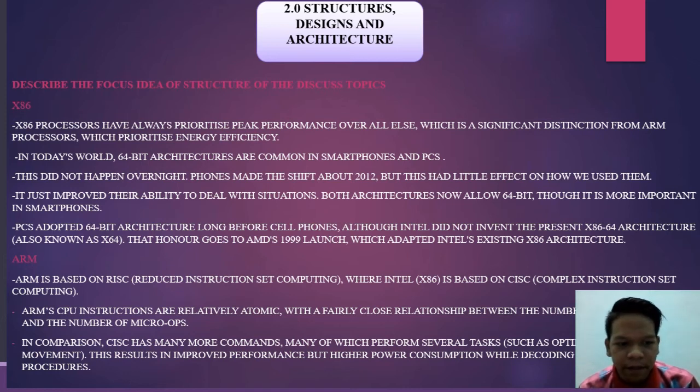Second, ARM. ARM is based on RISC, which is reduced instruction set computing, whereas Intel X86 is based on CISC, complex instruction set computing. ARM CPU instructions are relatively atomic, with a fairly close relationship between the number of instructions and the number of micro-ops. In comparison, CISC has many more commands, many of which perform several tasks, such as optimized math and data movement. This results in improved performance but higher power consumption while decoding these specific procedures.